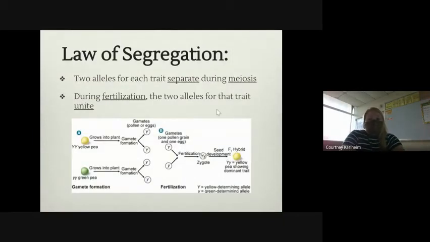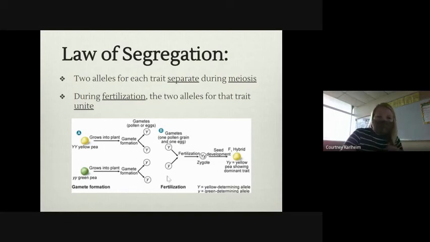This is our last slide. The law of segregation is kind of what we learned about in meiosis. It's that the two alleles, so the two letters or the two chromosomes for each trait, separate in meiosis. So remember when the gametes separated from mom and dad, when they got the sperm and egg cells, how they separated? That's the law of segregation. And during fertilization, when the sperm and egg combine, the two alleles for that trait come together, and that's how you determine which one's dominant and which one would be recessive.